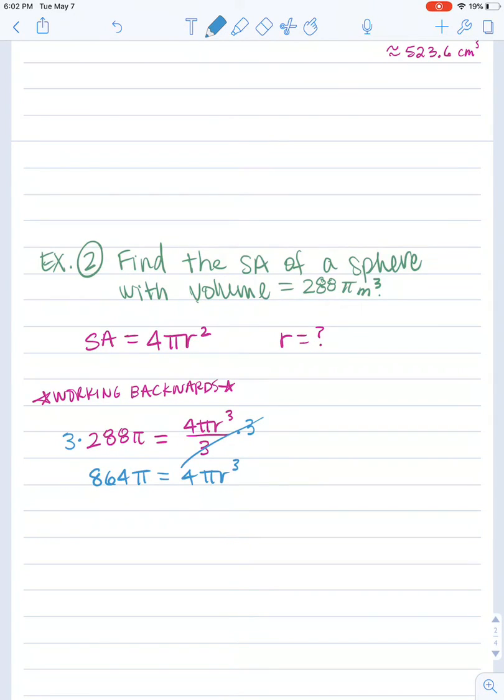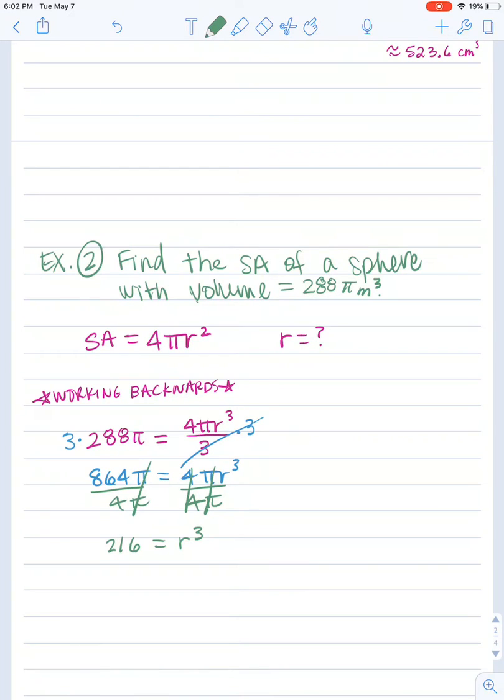So we're trying to isolate r. So we're going to divide both sides. Ooh, wait, I like colors, sorry. Divide both sides by 4. And let's go ahead and divide by the pi as well, because we know we're going to cancel that out eventually. The 4's will cancel out, and 864 divided by 4 is 216, which is equal to r cubed.